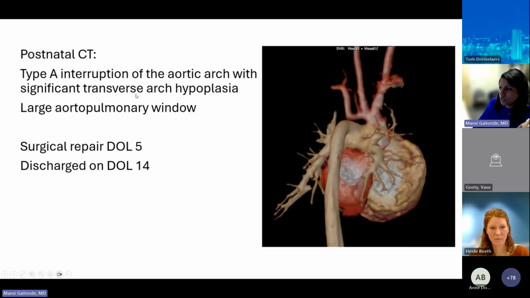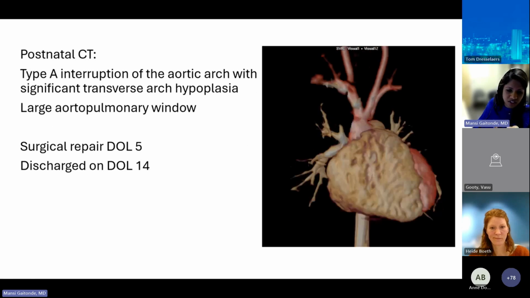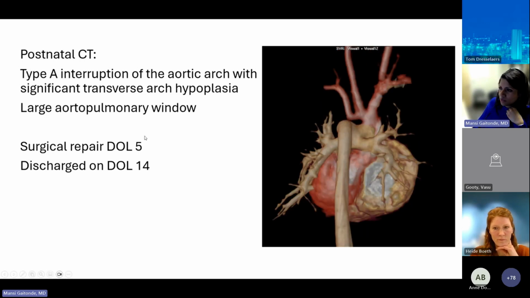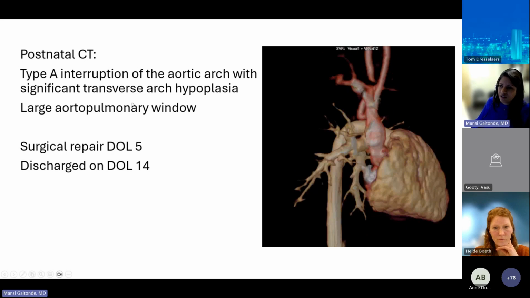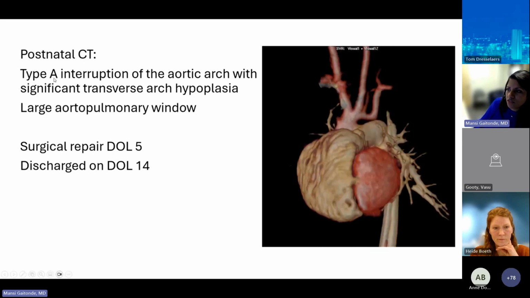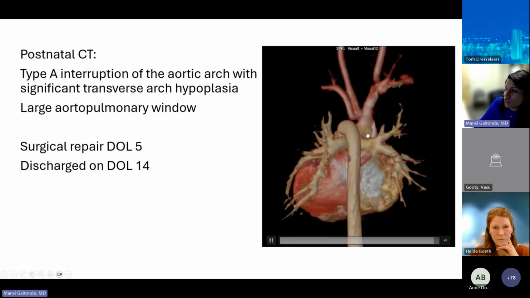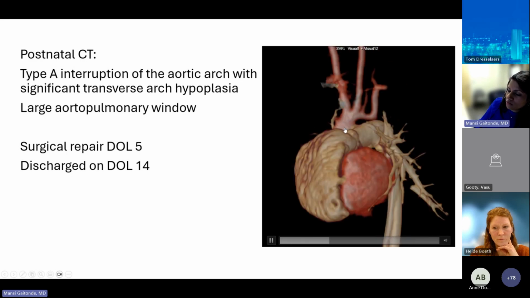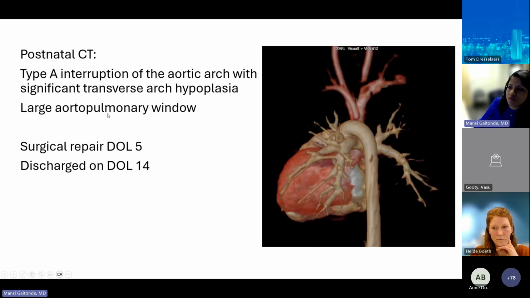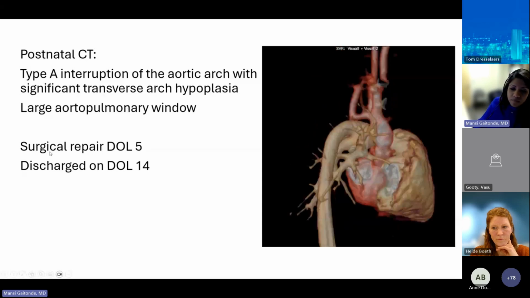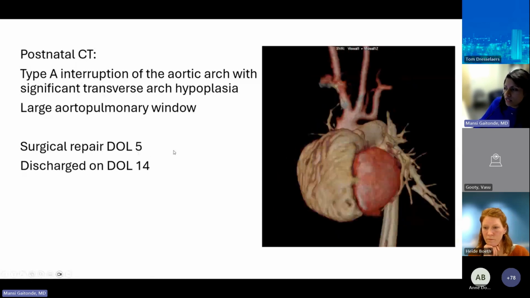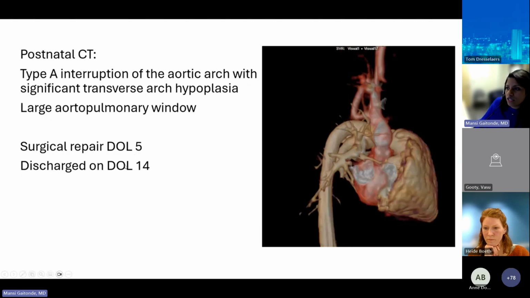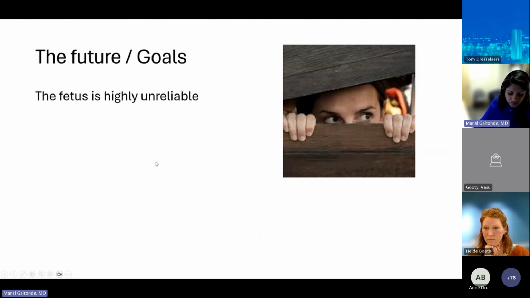Unfortunately, I don't have a nice reconstruction of our fetal images, obviously, because you saw the quality of those. The black blood imaging was probably not the best, just due to the baby moving so much. But this is our postnatal CT, and you do see the large aortopulmonary window in the region that we described, and then it actually ended up being a type A interruption. But the baby's doing very well, underwent surgical repair, and was discharged within a week and a half after surgery.